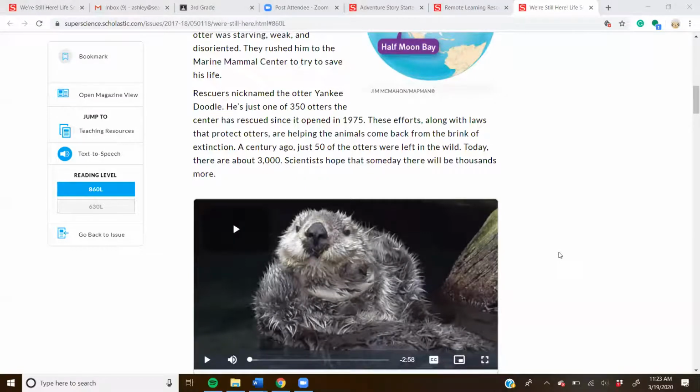A century ago, just 50 otters were left in the wild. Today, there are about 3,000. Scientists hope that someday there will be thousands more.